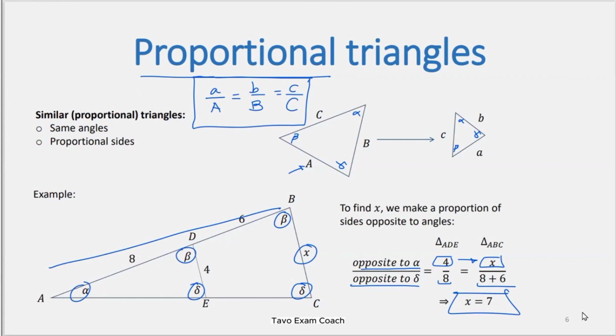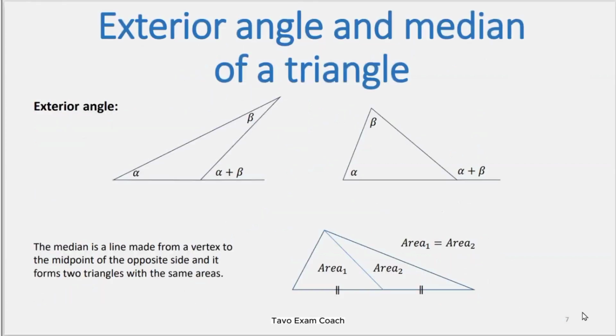Triangles possess an interesting property regarding their exterior angles. What is an exterior angle anyway? If an interior angle is, for example, alpha or beta, an exterior angle is the supplementary angle of any of the interior angles. For example, this is the exterior angle in this corresponding vertex. So in this vertex, there is an interior angle, let's call it gamma, but the exterior angle is this.